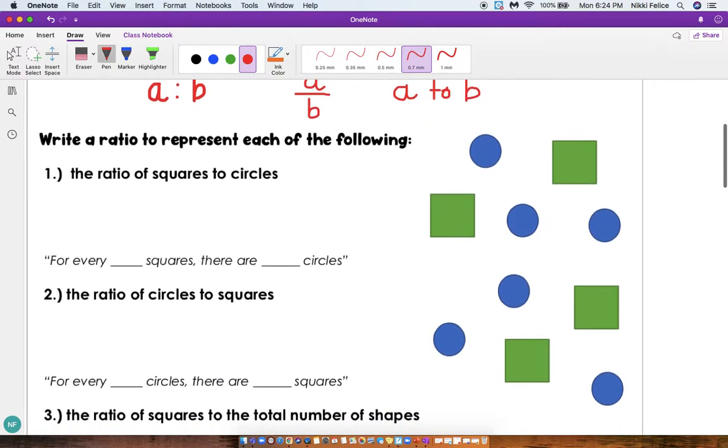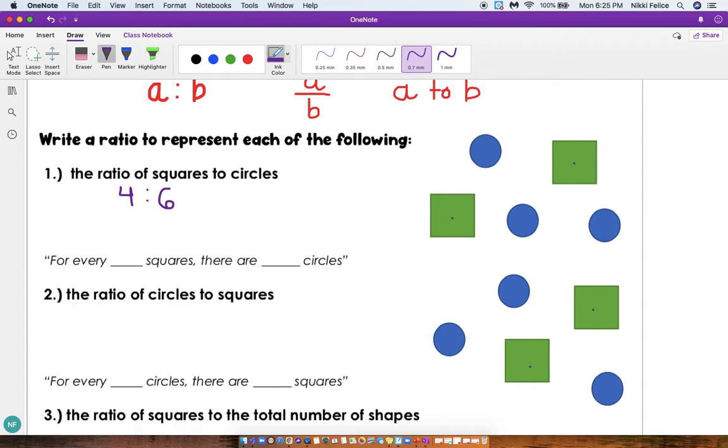Down here, I have a picture of green squares and blue circles all jumbled together. I'm going to change my color here. We want to write a ratio to represent each of the following. Based on this picture, number one, I want the ratio of squares to circles. Well, squares, I see 1, 2, 3, 4 squares. And there are 1, 2, 3, 4, 5, 6 circles. So the ratio of squares to circles is 4 to 6.